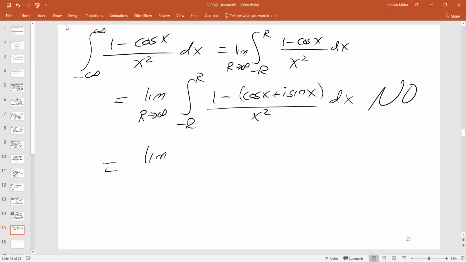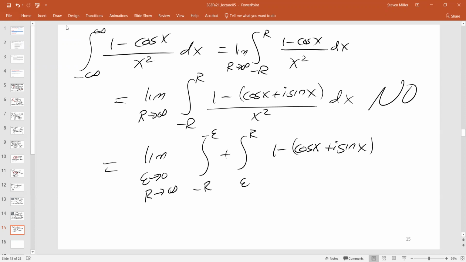So what I can do is it's the limit as epsilon goes to 0, r goes to infinity, the integral from minus r to minus epsilon plus the integral from epsilon to r of 1 minus cosine x plus i sine x over x squared dx. Is that okay? I've just now thrown away that little bit near the origin. And in the limit as epsilon goes to 0, when I look at the integral of cosine, well, near 0, the 1 minus cosine x over x squared looks like a half. So I'm throwing away something of order epsilon. As epsilon goes to 0, I get it back, not a problem.